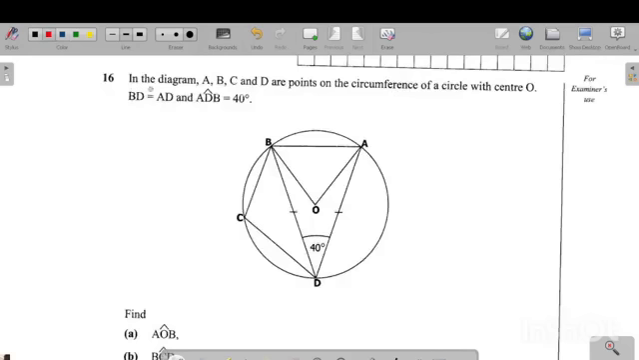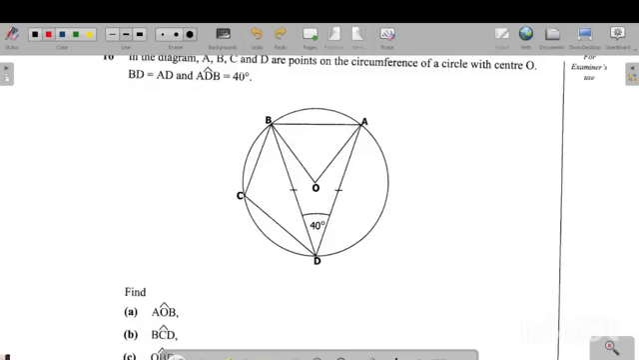All right, so the next question says, in the diagram, A, B, C, and D are points on the circumference of the circle with radius O. So the points A, B, C, and D are points on the circumference. Then they are saying BD is equal to AD. So this side is equal to that side. That's what they are saying. And angle ADB is 40 degrees.